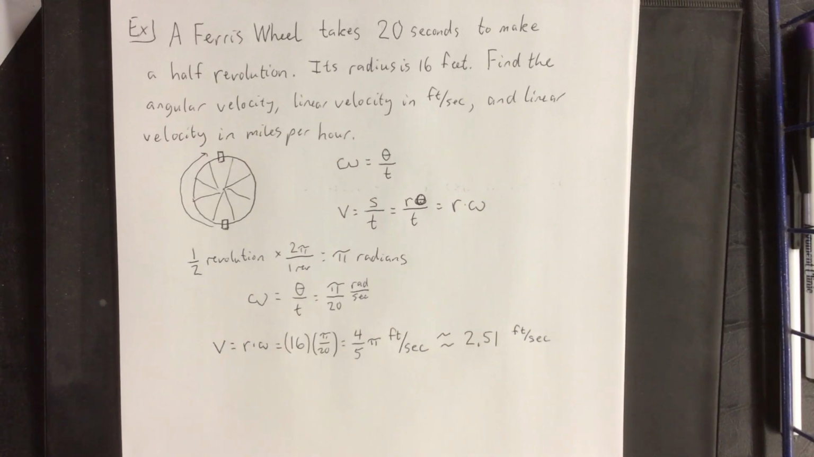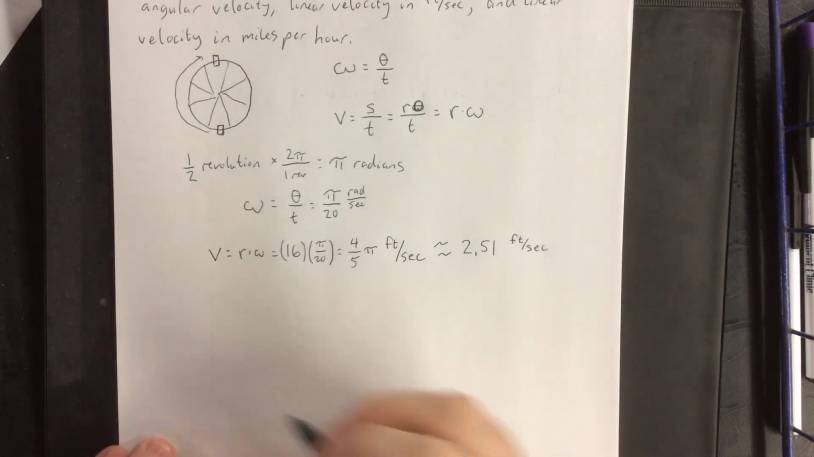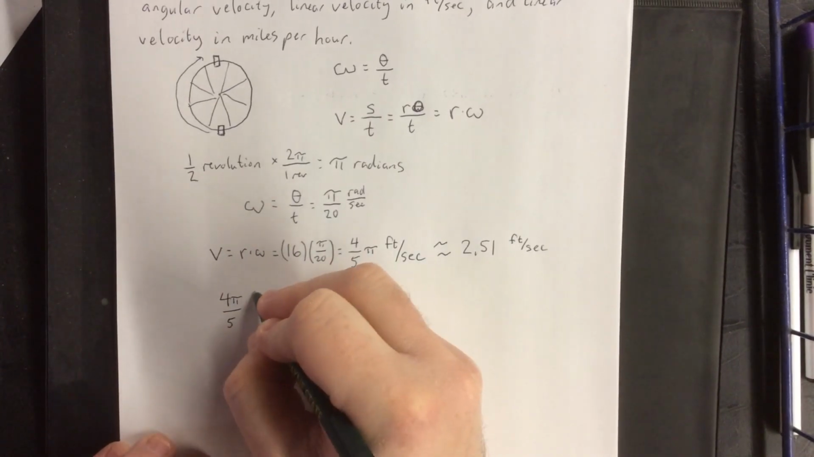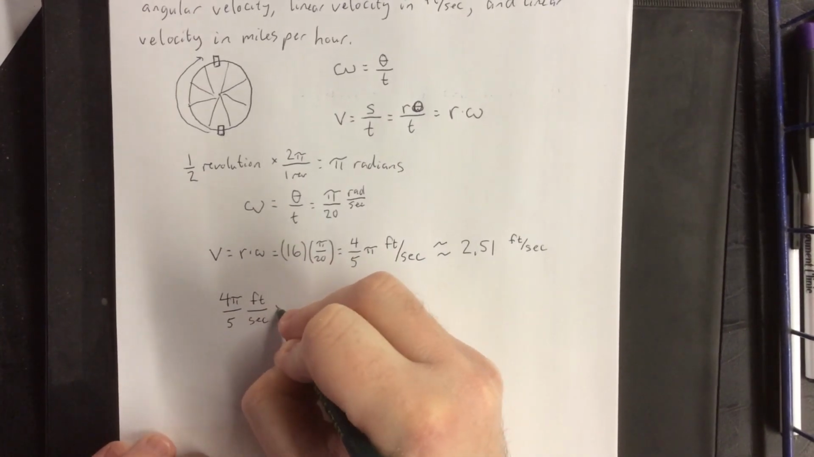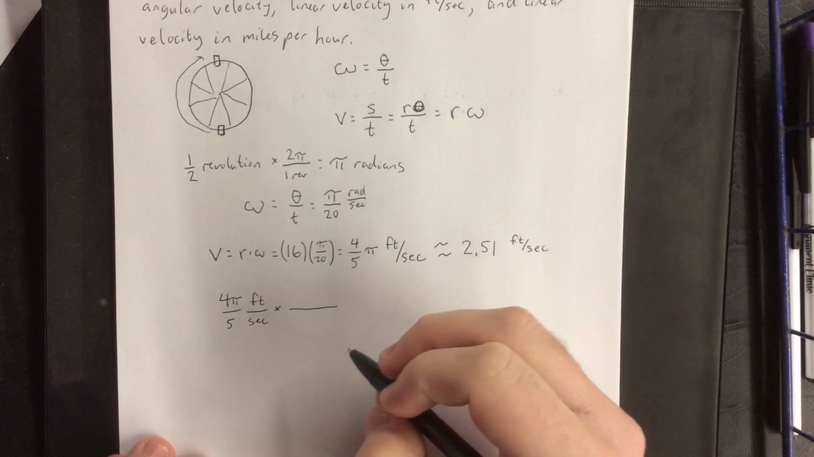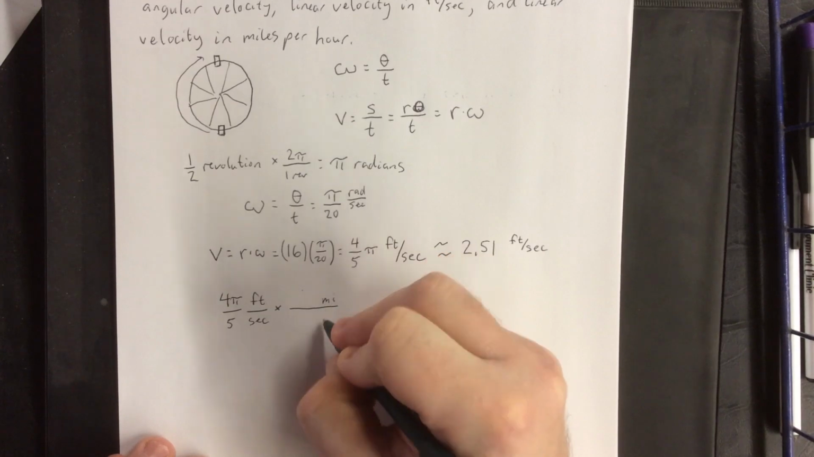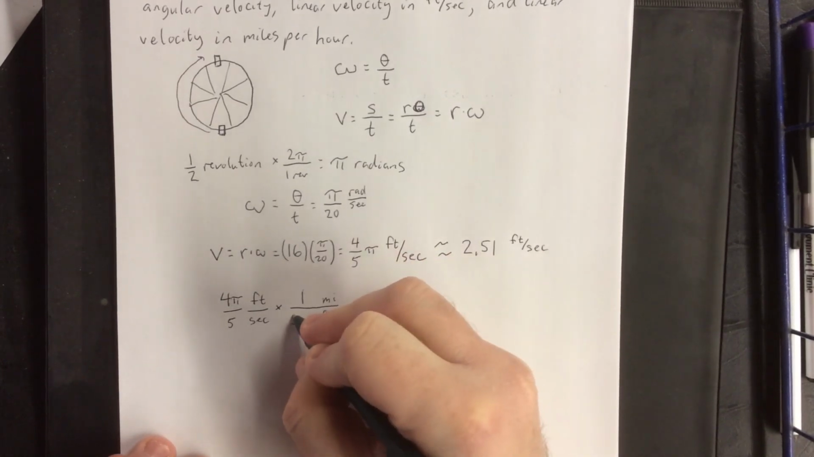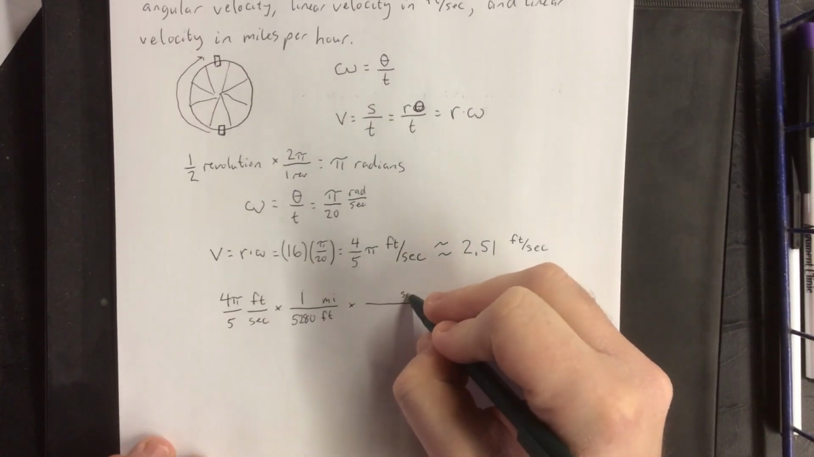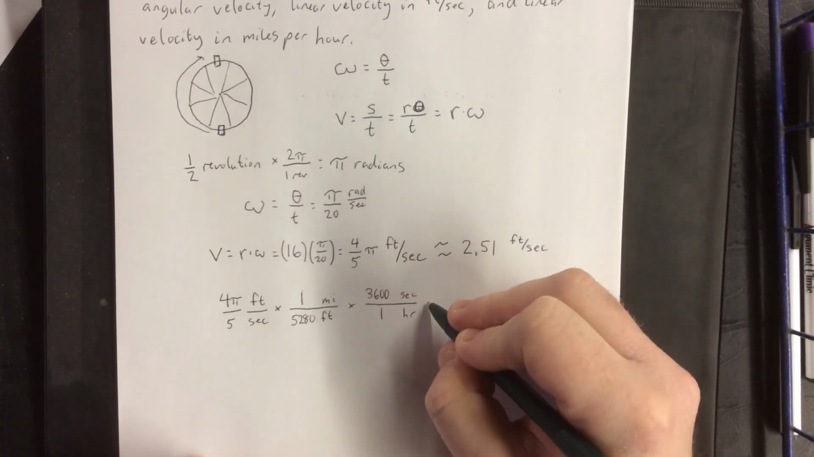Now, to help put this into context of how fast this actually is, what we're going to do is perform a little bit of stoichiometry and convert from our 4 pi over 5 feet per second, and we are going to convert this into miles per hour. Now, a couple things that are easily Googleable that I wouldn't necessarily expect you to know off the top of your head. 1 mile contains 5,280 feet. Additionally, I want to go from seconds into hours. There are 3,600 seconds within 1 hour.